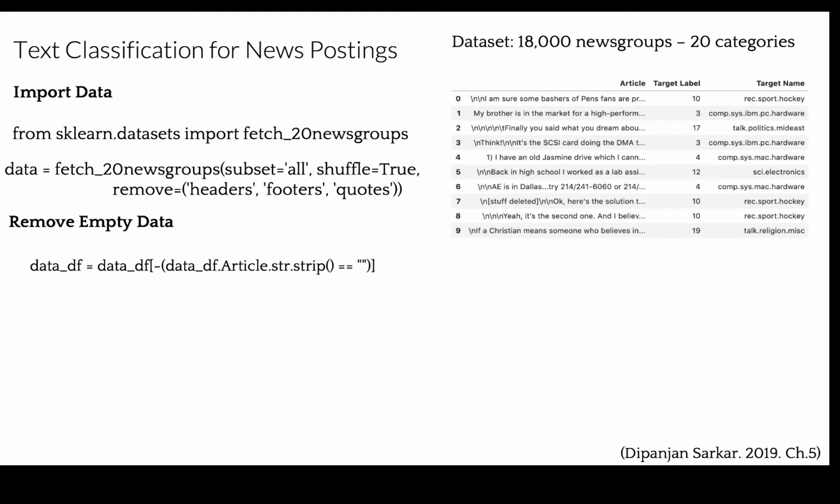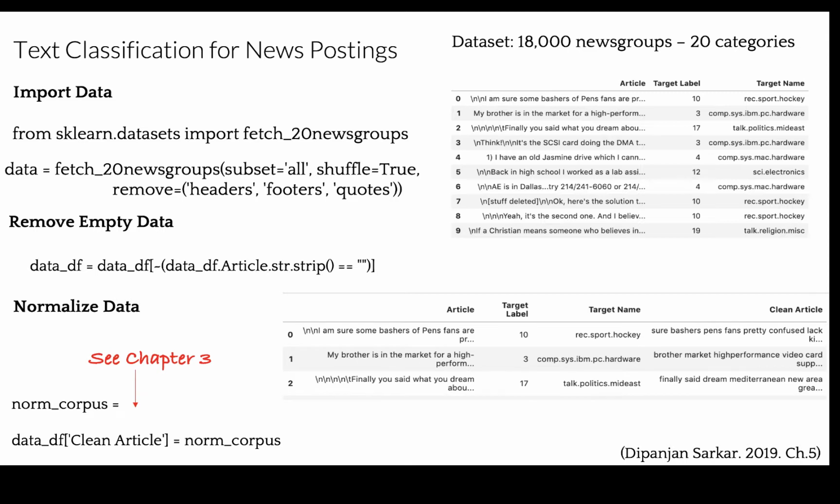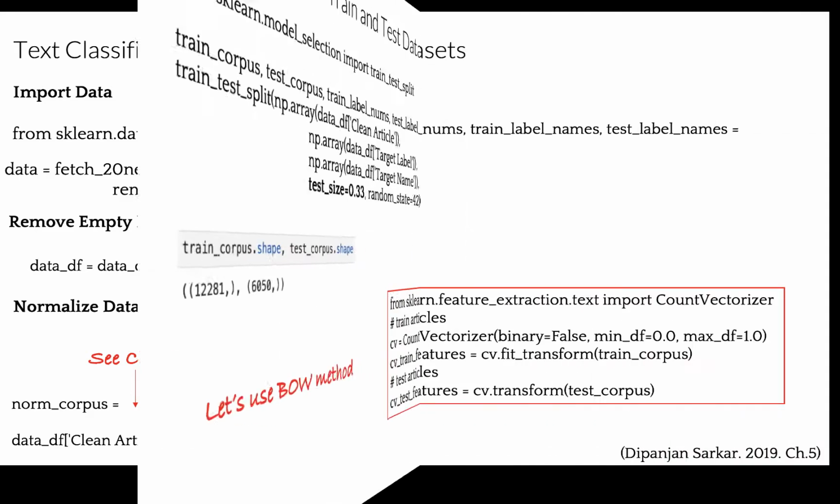Next, we preprocess and clean our dataset. Refer to chapter 3, where we cover all necessary preprocessing steps. And now we can add the clean corpus to the data frame, and thus we have article, target label, target name, and clean article.